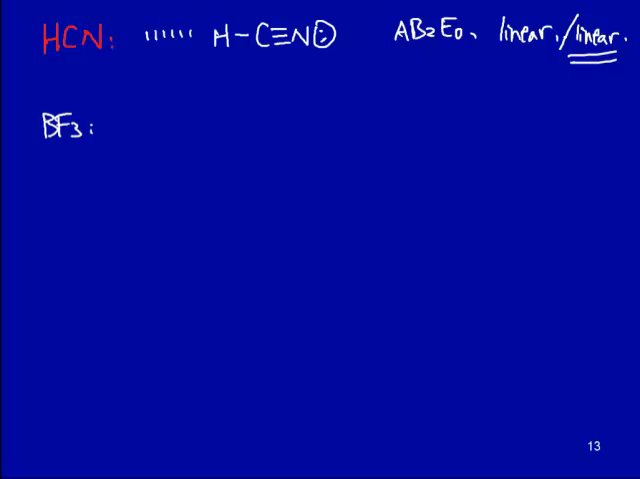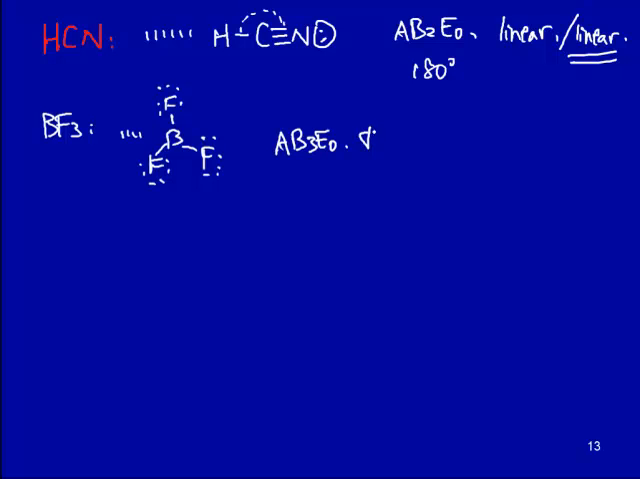BF3, linear, the bond angle will be 180. Okay, the bond angle is this. It will be 180. BF3, long story short, you will see the Lewis structure. 3, 4, 5, 6. 1, 2, 3, 4, 5, 6. This is AB3E0, and you will have, as you can see, the electron group geometry. It will be trigonal planar.